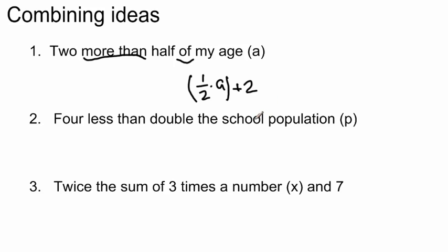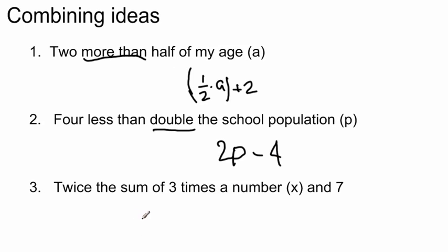Okay. 4 less than double the school population. Okay, so the word double, it's a multiplication word. I'm going to multiply that school population by 2. And it's 4 less than it. So will it be 4 minus 2p? No, remember when it's less than, it always goes on the right here. So it's 2p minus 4. I find out what the population is, then I double that, and then I take 4 less than double the population. Okay, let's look at the next one.